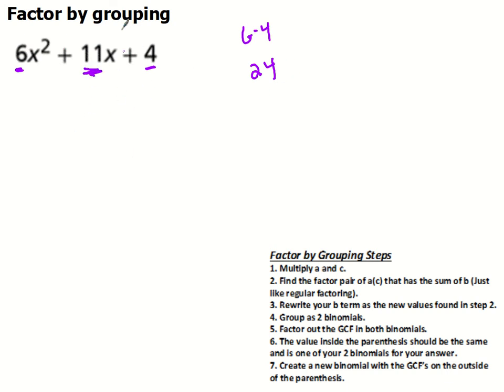Very similar to what we did before. Before I would have found factors of 4, but instead I'm finding factors of 24 that add up to 11. Well, the factors of 24 that add up to 11 are going to be 8 and 3.